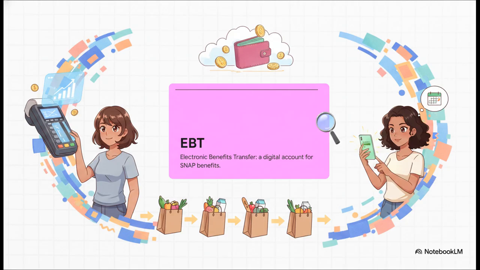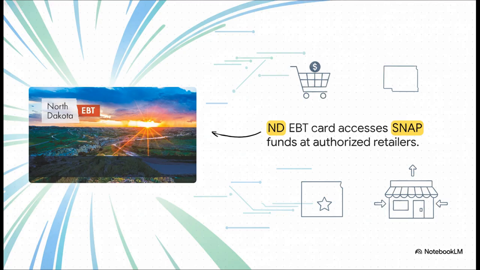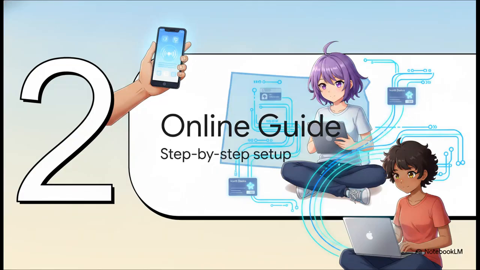Now, whether your card features that really familiar North Dakota sunset landscape, or maybe you have the older one featuring the state capitol building, this plastic card is literally your physical key to accessing those digital funds. It connects directly to your account at any authorized retailer across the state, and actually across the country. That's right, even though it's a North Dakota card, it works anywhere that accepts SNAP. Pretty cool, right?